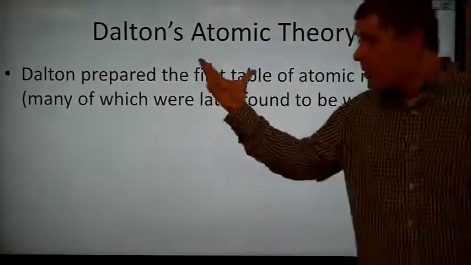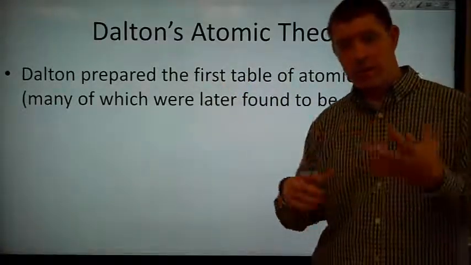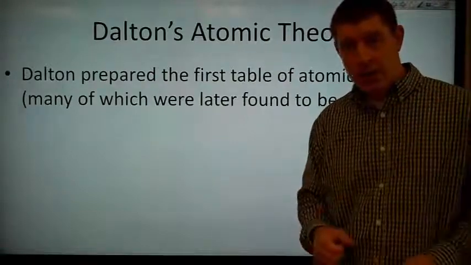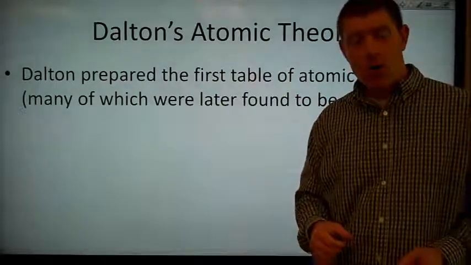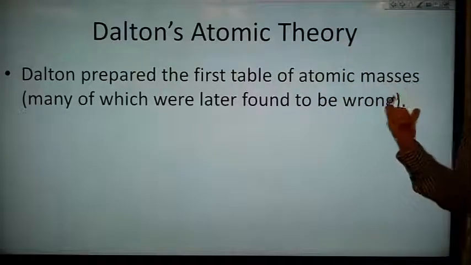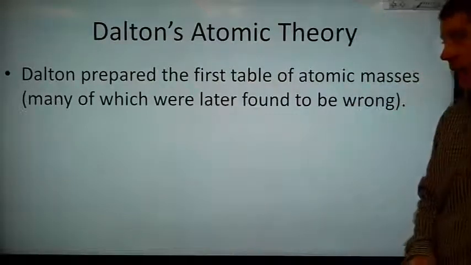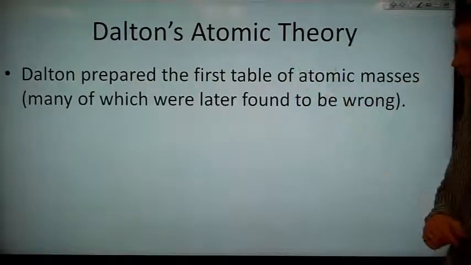By doing this sort of thing, comparing different compounds and finding the relative masses of each element, and then comparing all these ratios together, he's able to come up with the first table of atomic masses, which then, of course, leads to the periodic table as we have it formulated today.